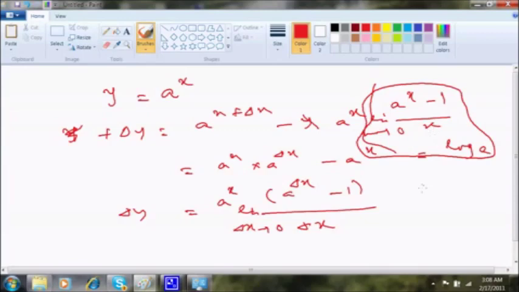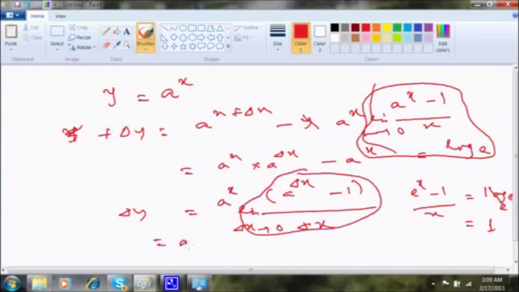Nothing a big formula, because if it is e to the power x minus 1 by x, it is log e, which happens to be 1 because log of e to base e is 1. So if you remember this, then you can automatically get this. So a to the power x minus 1 by x is log a, so all these go off as log a. So this is a to the power x into log a, and in fact there was a delta x and limit delta x tends to 0, so this is dy by dx.